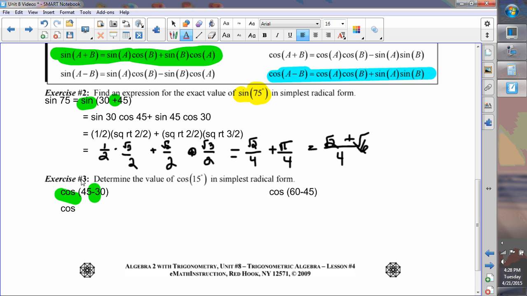So when I'm doing this, I'm going to make sure that I'm careful. Nope, I'm not in the box. Sorry, guys. Cosine of the first angle, 45, times cosine of the second angle, 30, plus sine of the first angle, which is 45, times sine of the second angle, which is 30.